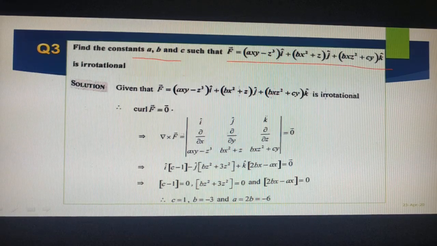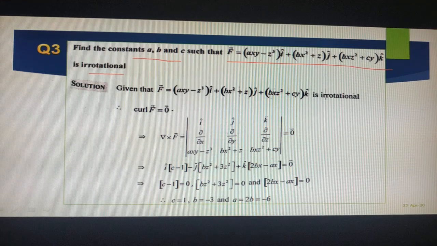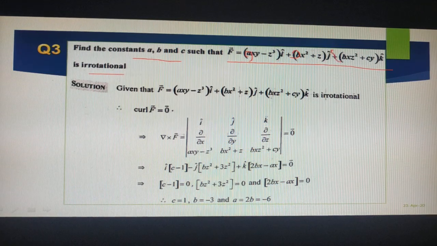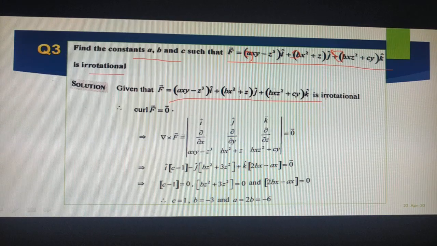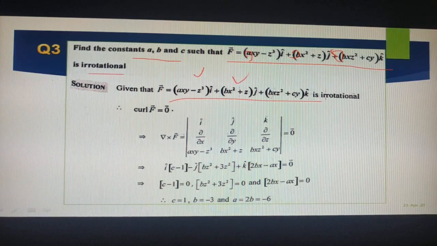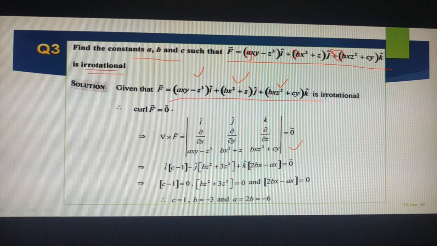This is your vector field, and they already told that it is irrotational. In this vector field there are some unknowns A, B and C. These unknowns we have to find out. So this is your vector field. We have three components here, so we write them down as a third row, and since they mentioned the vector field is irrotational, you have to equate it with 0 bar.